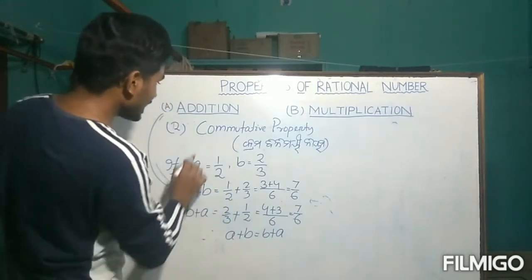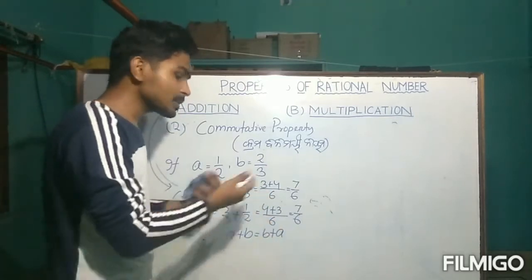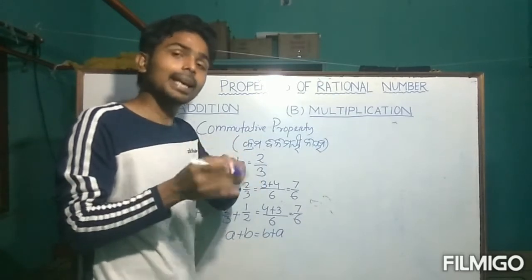So it says that if a and b are two rational numbers, then a plus b is equal to b plus a. Or if we change the place of any term, then the resultant will be same as before.